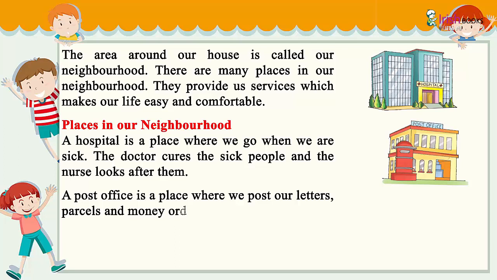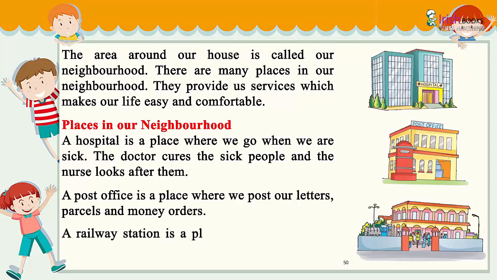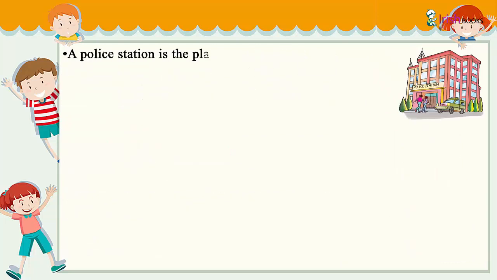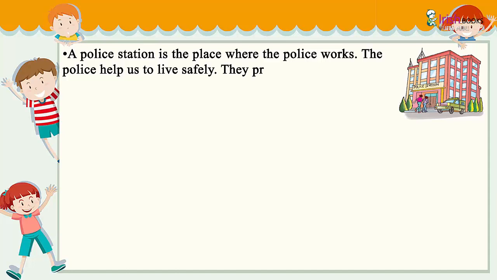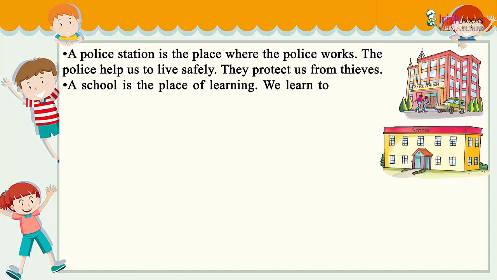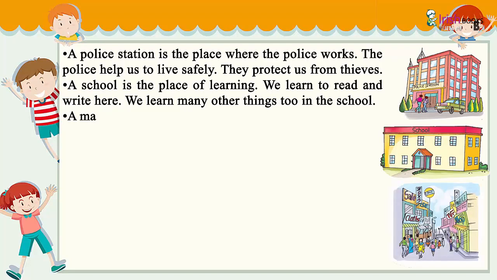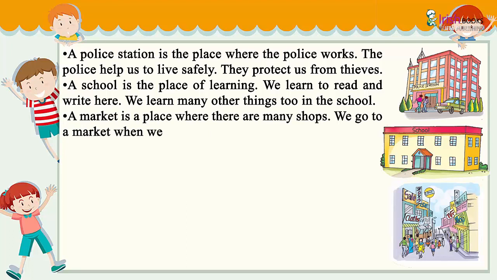We post our letters, parcels, and money orders. A railway station is a place where trains arrive and depart. A police station is the place where the police works. The police help us to live safely. They protect us from thieves.